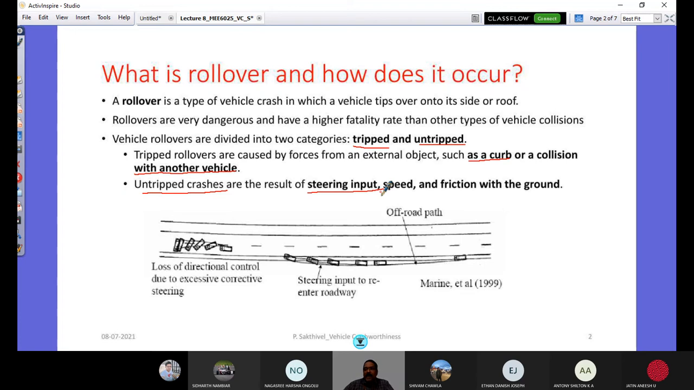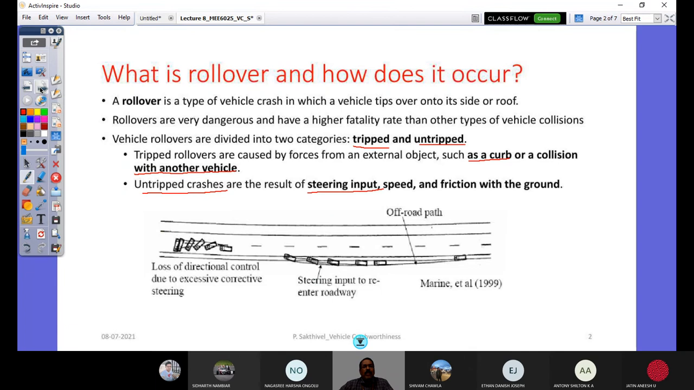So you could see in this figure, the vehicle goes off the road and is on the off-road path, and then the driver gives steering input and tries to take the vehicle back onto the road. So the steering input to re-enter the roadway was such that the vehicle was unable to be controlled. So there is loss of directional control due to the excessive correcting steering. The judgment of the required correcting steering did not happen. And that's why you see this loss of directional control, which takes the vehicle to spin or roll over. So this is an important mechanism through which it can happen.